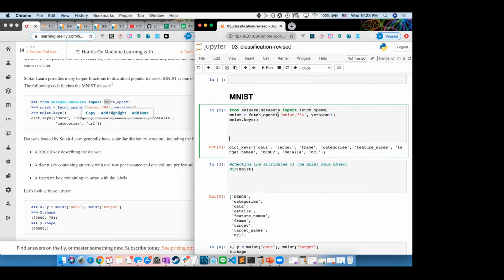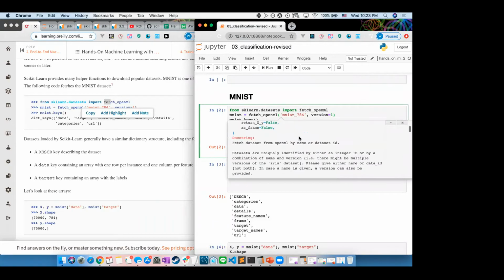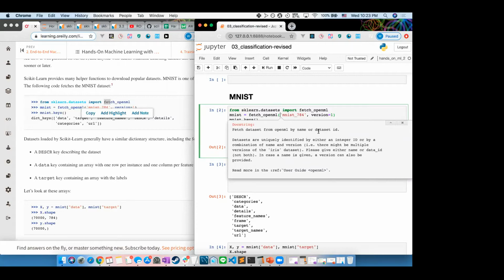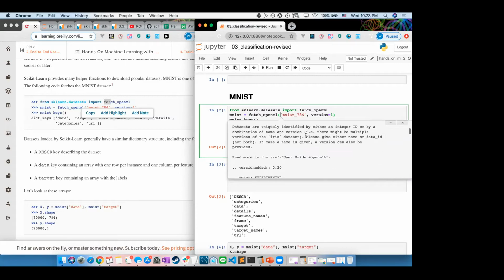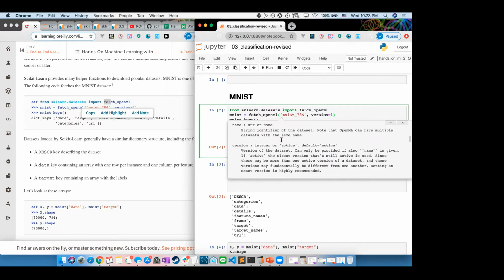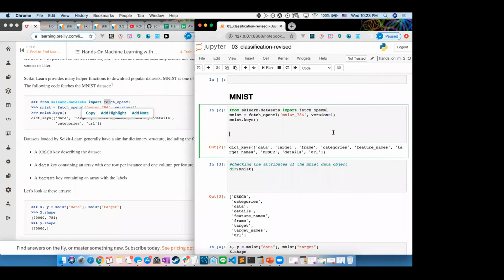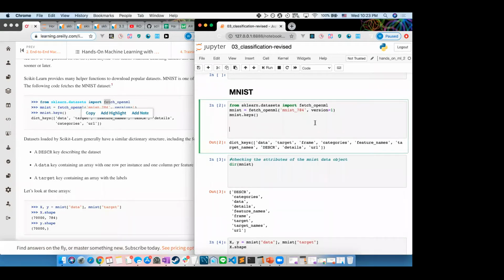And basically, this is just a function from scikit-learn. And if you do shift tab, you can kind of see what's going on here. Okay, fetching data sets from OpenML by name or dataset ID. And the data set that we use is MNIST 784. 784 stands for 784 pixels. That's 28 by 28. And I don't know what that version means.